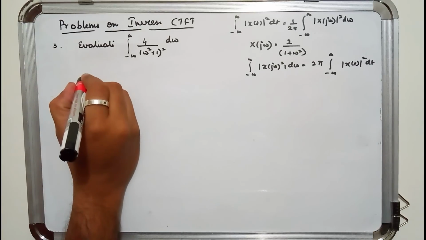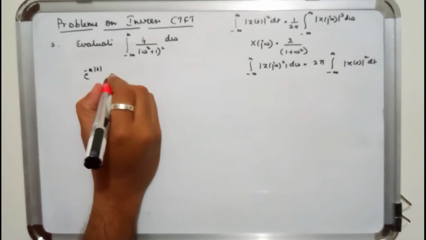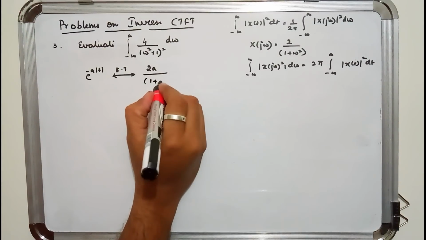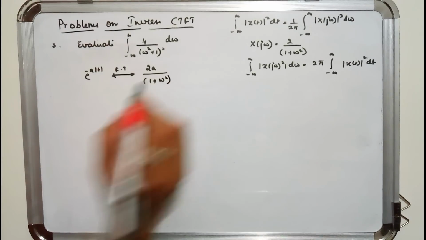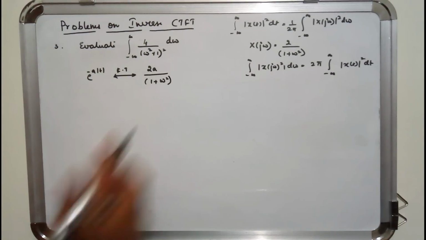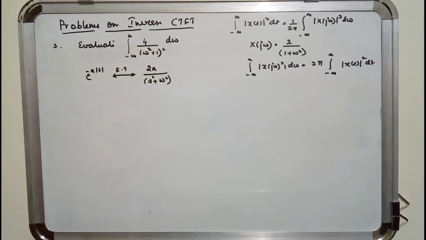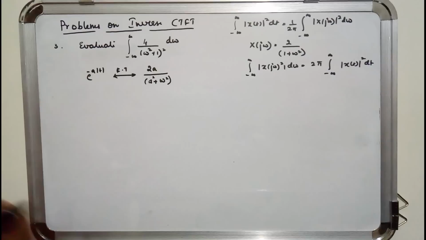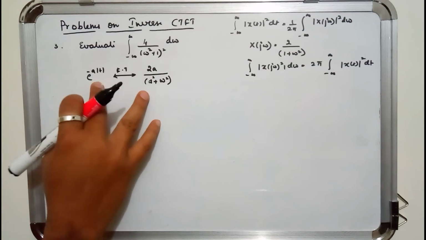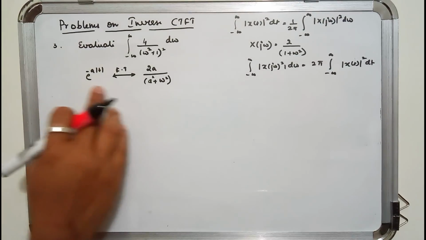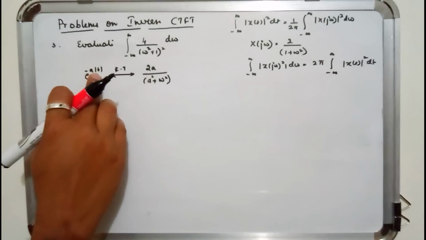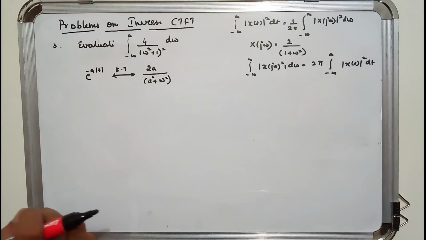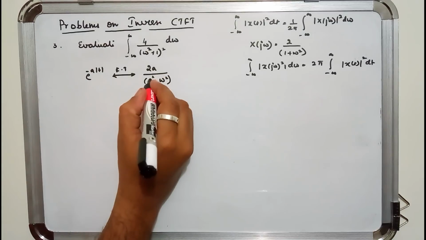Now we already know that e^(-a|t|) forms a Fourier transform pair with 2a divided by a² plus ω². Sorry, it is a² plus ω². So this Fourier transform problem we have already solved in the previous problems. So if you want to check whether the Fourier transform of e^(-a|t|) is equal to 2a divided by a² plus ω², then go back to my previous videos and have a look at it.